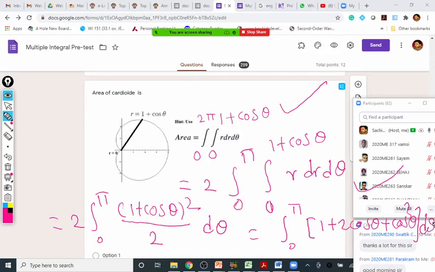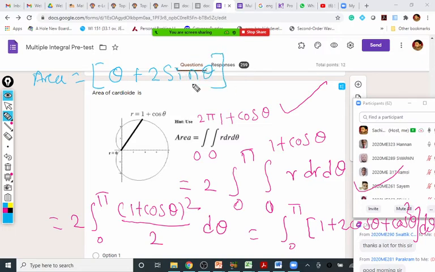Now how to integrate? Sir, can we use the cos square theta by Gauss theorem? Yes, that you can use definitely. What is the integration of 1 first? Theta. What is the integration of this 2 cos theta? Sir, it is 2 sin theta.